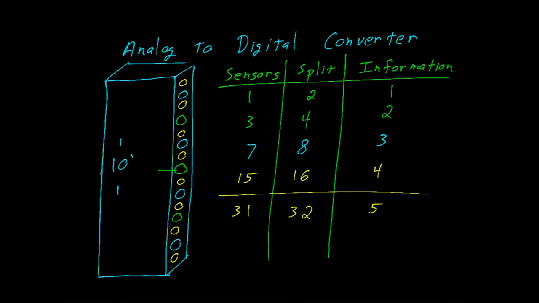For example, one question, is it above or below that line? Two questions, is it above or below that line? Three questions, is it above or below this line? And then 4 questions, is it above or below this line? With that series of questions, you can very quickly determine the tank level.